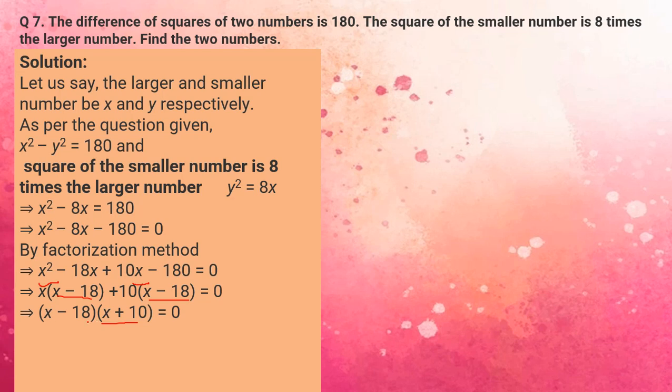So this is the product. Now we can say that x minus 18 and x plus 10 are the factors of this equation. By equating both factors with 0, we get x minus 18 equals 0 and x plus 10 equals 0. By transposing minus 18 to the right hand side we get x equals 18, and by transposing 10 to the right hand side we get x equals minus 10. So we get two values for x, that is, the two roots of the equation are 18 and minus 10. Let us consider them one by one.